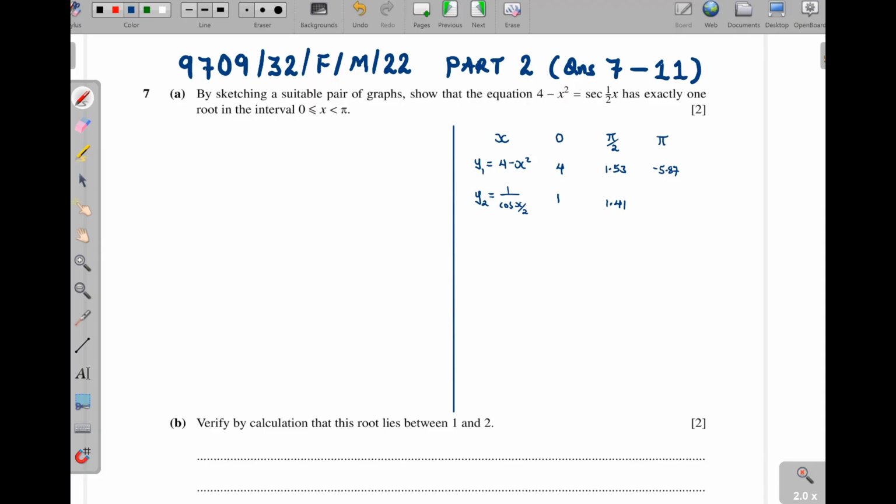We put pi. So this one will be pi over 2. Cos of pi over 2. Cos of 90 is a 0. So 1 over 0 is undefined. So that means this one is an asymptote. Okay? So this is our table here.